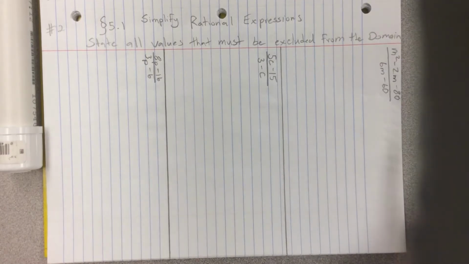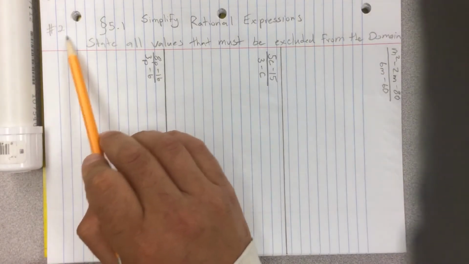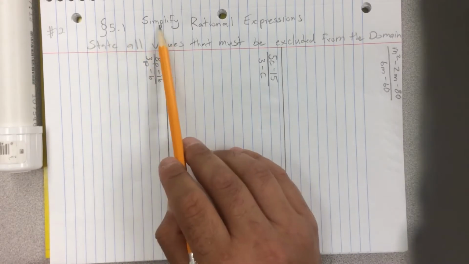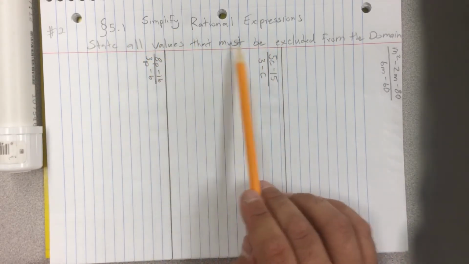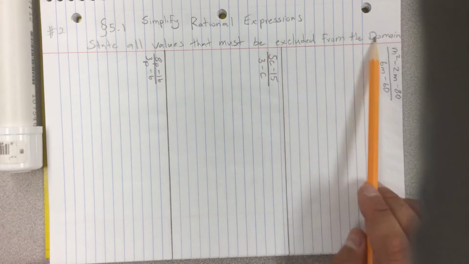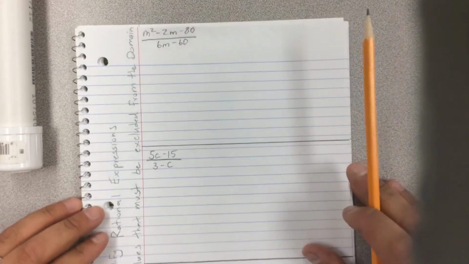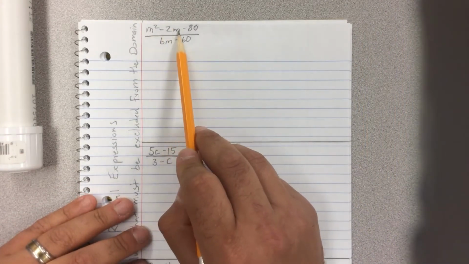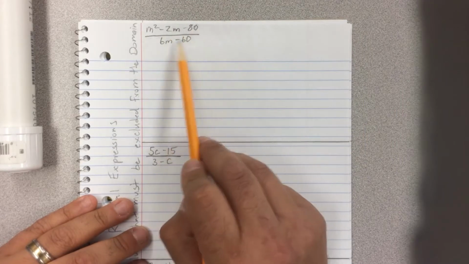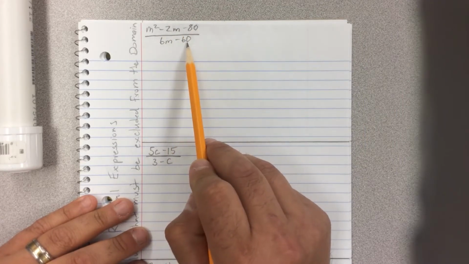Hello, my students. This is part 2, foldable 2 of section 5.1, simplifying rational expressions. This is to state all values that must be excluded from the domain. Similar to what we did before, we're just doing it all through. Our first one is m squared minus 2m minus 60 divided by 6m minus 60.